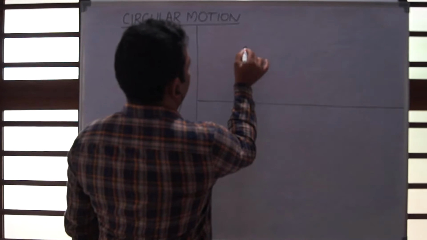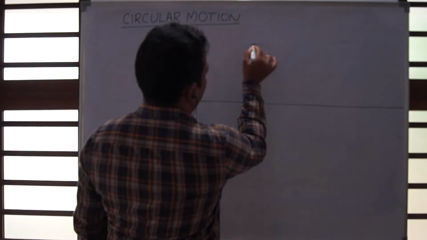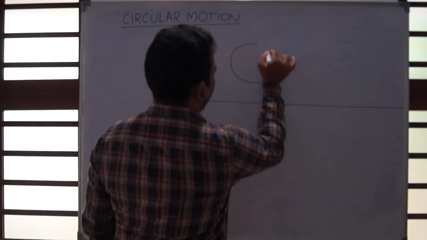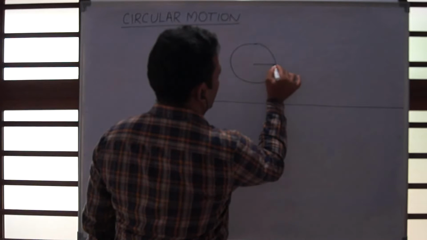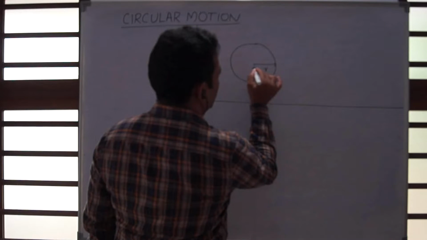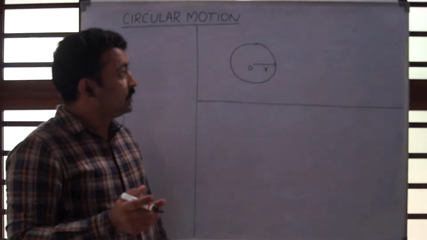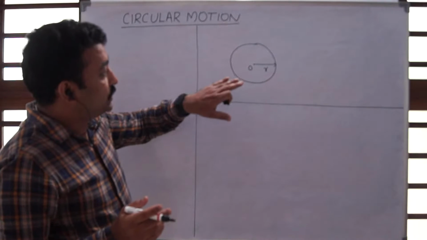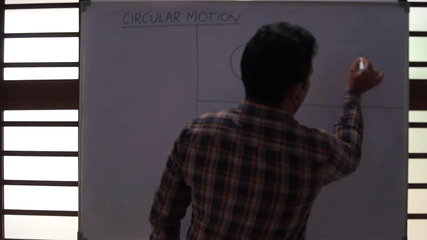So suppose a particle is revolving along the circumference of a circle of radius, say r. We all know that radius is a vector quantity. This is a top view of the circle. I will give you another type of view as well, which is a side view.